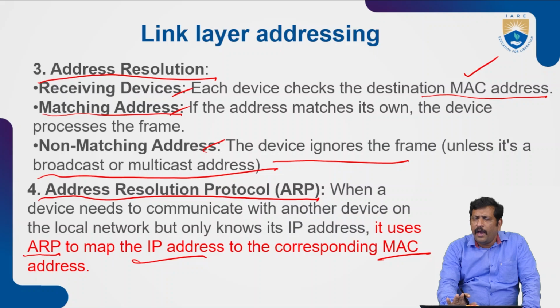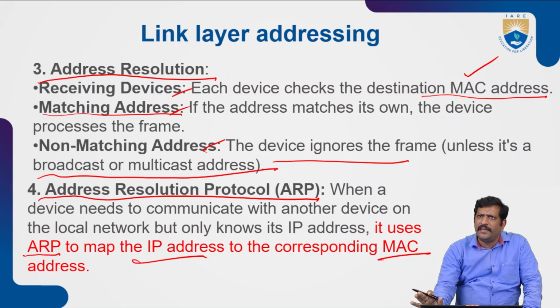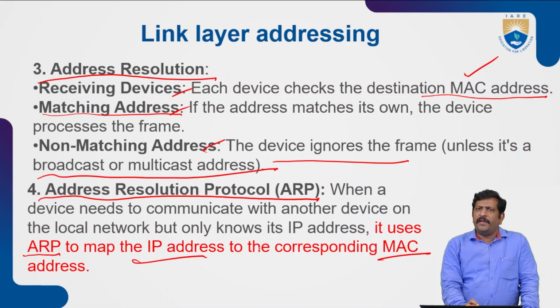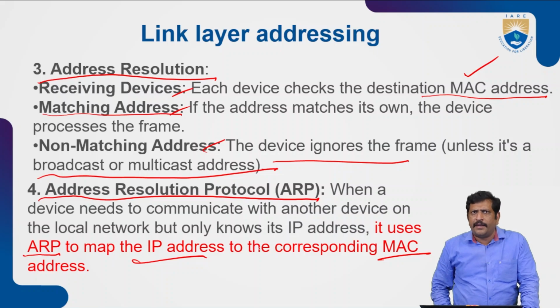This ARP protocol is very helpful, mapping the MAC address of a particular device over the local area network. By identifying the MAC address, the data transmission can be done. That's why ARP is used for mapping the IP address to the MAC address of a particular other device.